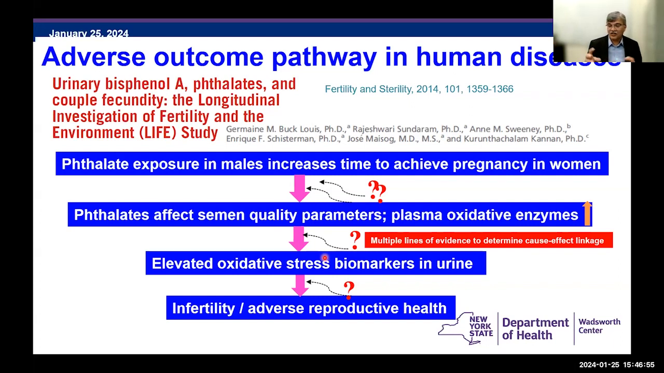We are trying to include hundreds of effect biomarkers in our urine analysis, and we also measure several hundreds of chemicals in urine. Now we want to link those to make some sense out of the exposure-to-effect linkage.